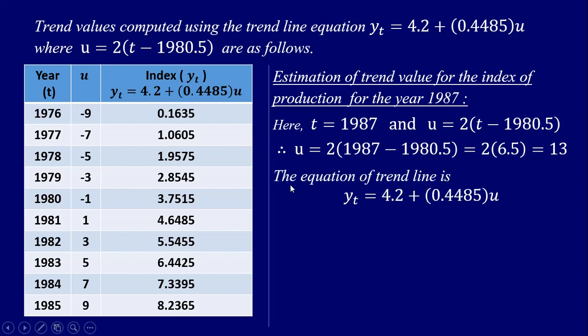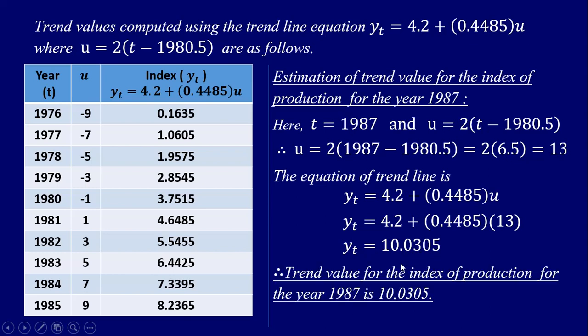We substitute this value of u in the equation of the trend line. The equation of the trend line is yt is equal to 4.2 plus 0.4485 into u. In place of u, we substitute 13. Yt is equal to 4.2 plus 0.4485 into 13. So this calculation gives Yt is equal to 10.0305. So this is the required trend value for the index of production for the year 1987, and it is 10.0305. So we find the trend value for 1987 using the equation of the trend line.